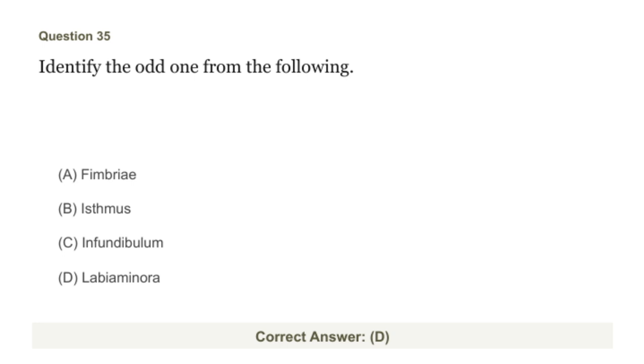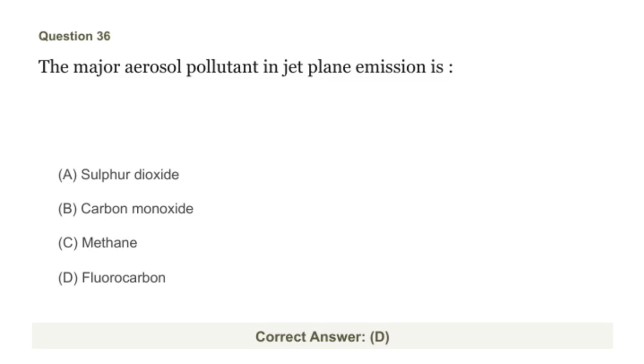The correct answer here is D, fluorocarbon. Now, when we talk about aerosols emitted from jet engines, fluorocarbons are actually the major pollutants we need to focus on. Unlike other gases like sulfur dioxide or carbon monoxide, which have their own environmental impacts, fluorocarbons are particularly concerning because of their role in ozone depletion and their high global warming potential.